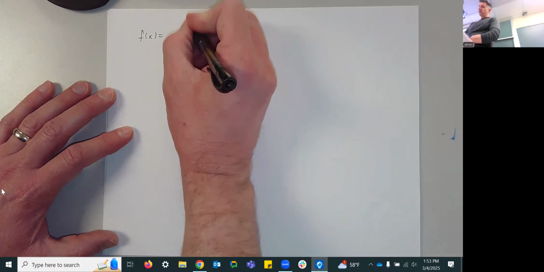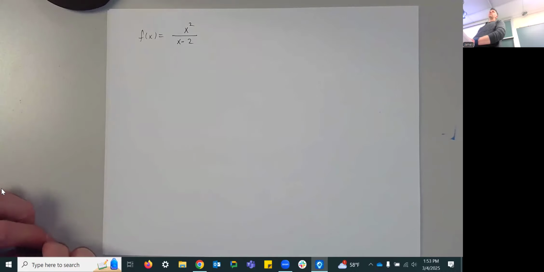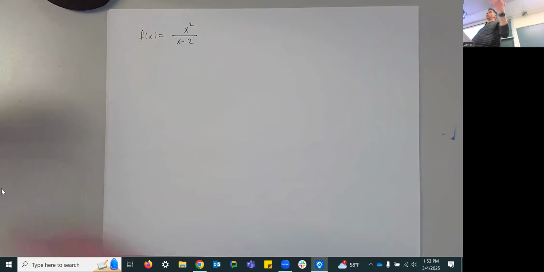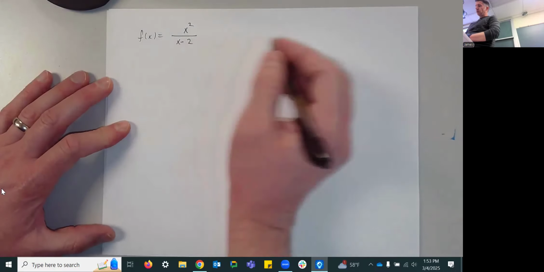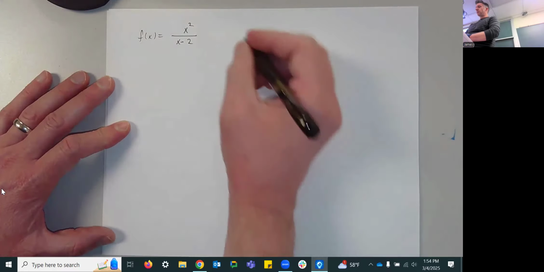Let's do f of x equals x squared over x minus 2. First and foremost, this function is undefined where? 2. So when you see something like this, 2 is off limits. What are we going to have if we were to graph this? A vertical asymptote. So we know that you can't really have anything other than a vertical asymptote there. Now we continue on.